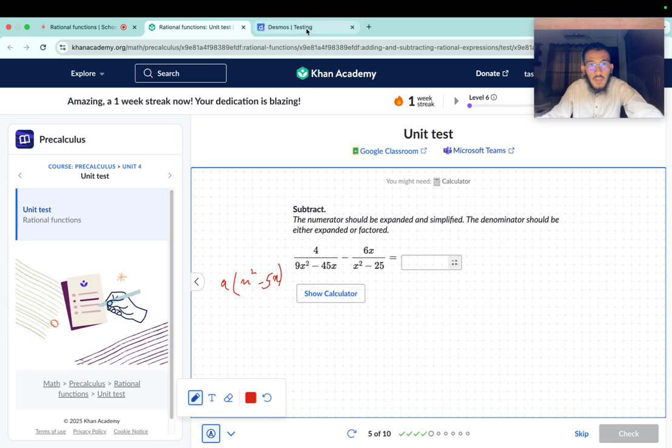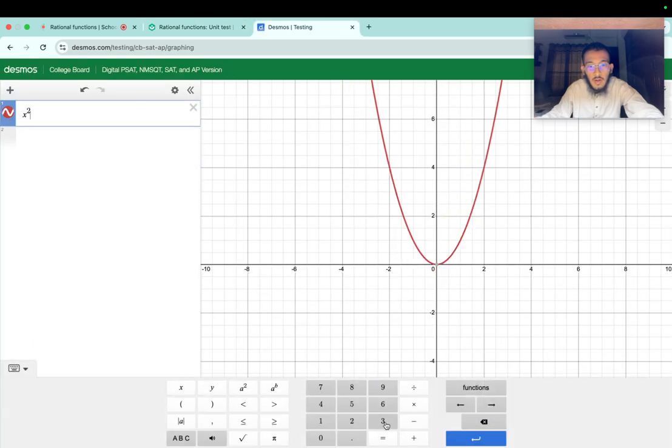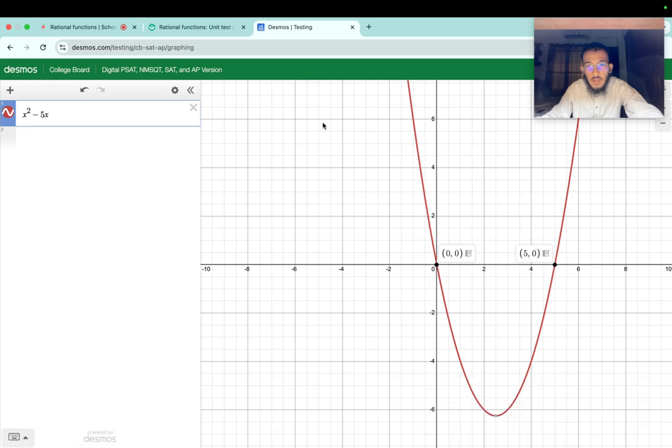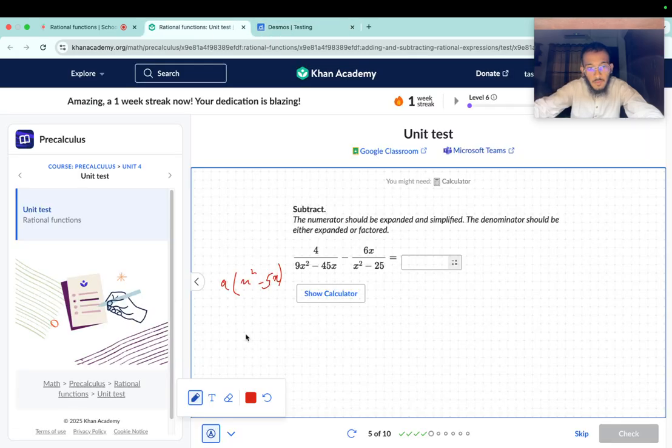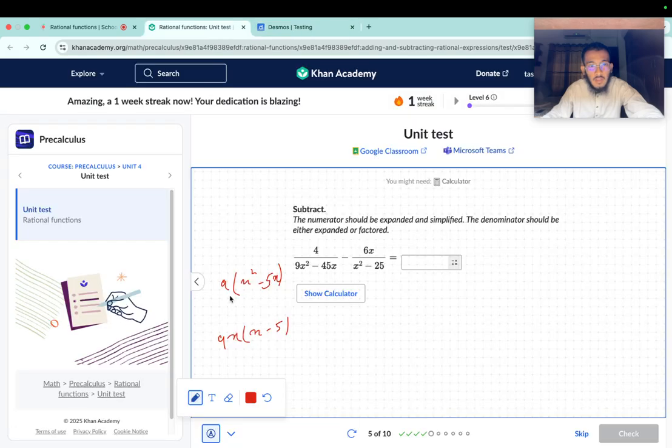Now we have to factorize x squared minus 5x. If you factorize that, we get roots 0 and 5. So x minus 5 for this one, only x for this one, and the 9 that I have taken common.